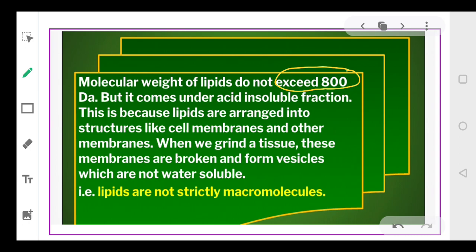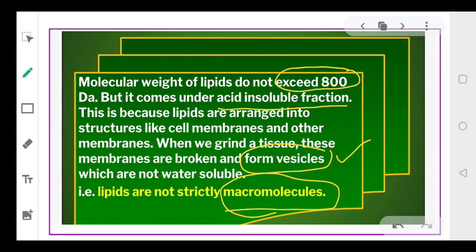लेकिन lipids जो हैं ये they arrange themselves and they form vesicles. जब आप किसी टिश्यू को ग्राइंड करते हो तो उसकी मेम्ब्रेन टूट जाती है और वेसिकल्स फॉर्म हो जाती हैं, और ये वेसिकल्स they are unable to filter through the cheese cloth or the cotton that you will apply for filtration. So that is why lipids are not macromolecules, they are micromolecules, but they are always present in the acid insoluble fraction. तो वो आपको acid insoluble fraction में मिलेंगे, although they are micromolecules, but still they will be present in the acid insoluble part, which is your retentate part. Okay everyone?